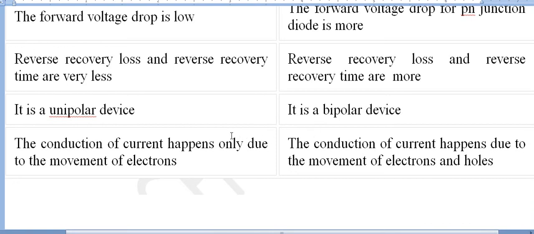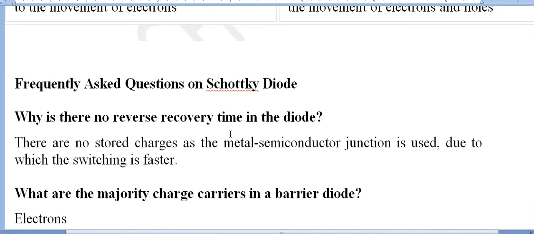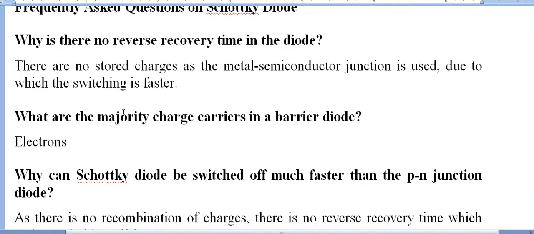Now let us discuss some frequently asked questions on Schottky diode. Now first question is, why is there no reverse recovery time in Schottky diode? The answer is very simple. There is no stored charge because there is no depletion layer, as the metal semiconductor junction is used, due to which the switching is very fast.